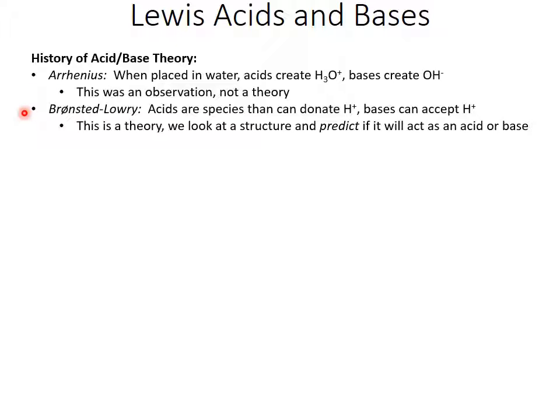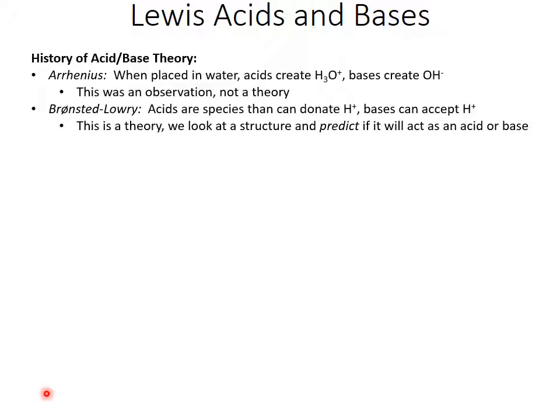Brønsted and Lowry worked together and proposed that acids are species that can donate protons and bases can accept protons. Now, this is the theory we've been using for the last few weeks. This is a proper theory because it allows us to look at a structure and predict if it will act as an acid or a base. This is something that Arrhenius theory didn't let us do.